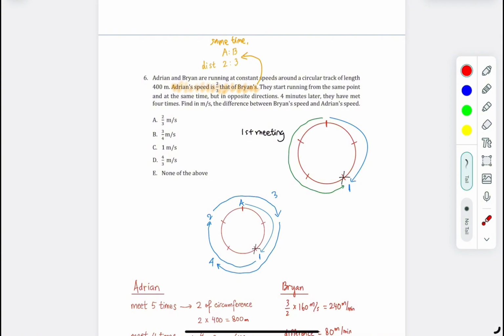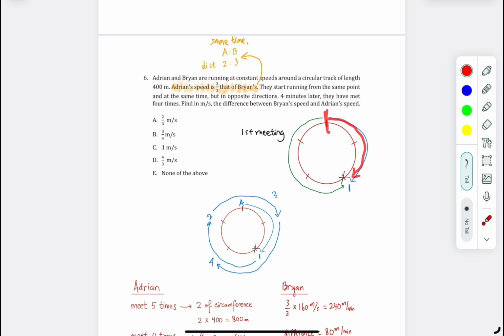They start running from the same point at the same time. So for example, they start from here, and then Adrian goes this direction and Brian goes this direction. After 4 minutes, they have met 4 times. So let's imagine the track will be in 5 parts, because the distance covered by both Adrian and Brian in units will be 5, because Adrian will cover 2 and Brian will cover 3.